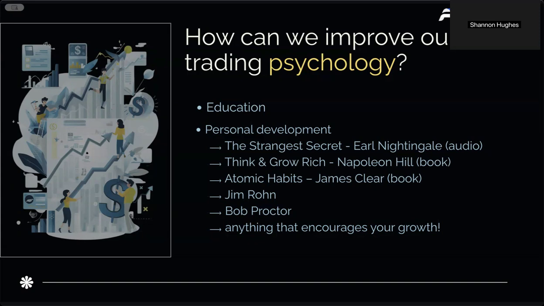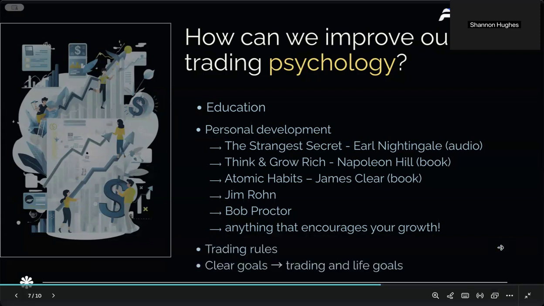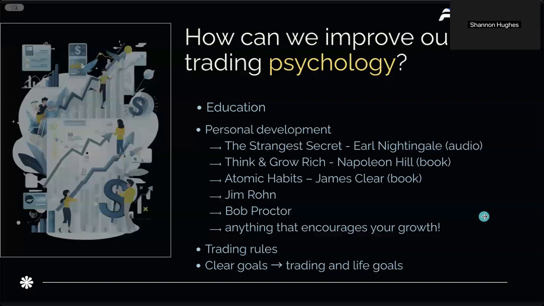This is the only way to get out of a cycle that you may be in, because that's what the world pushes us into. We're supposed to go to school, get good grades, go to college or university, get a career and stay in that career for the rest of your life. That's what most of us do. That's the trajectory I was on. So start growing yourself as a person. Have trading rules and stick to them.